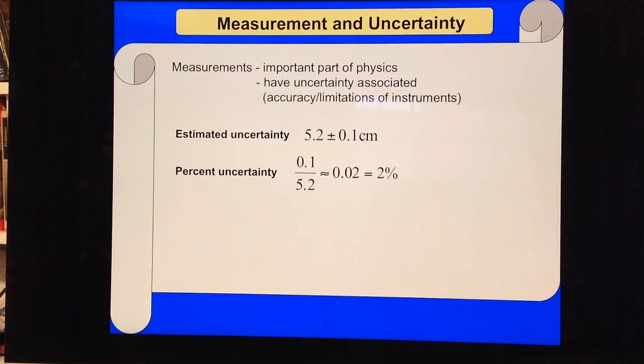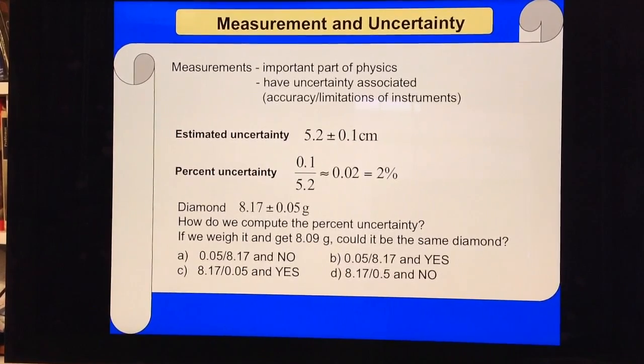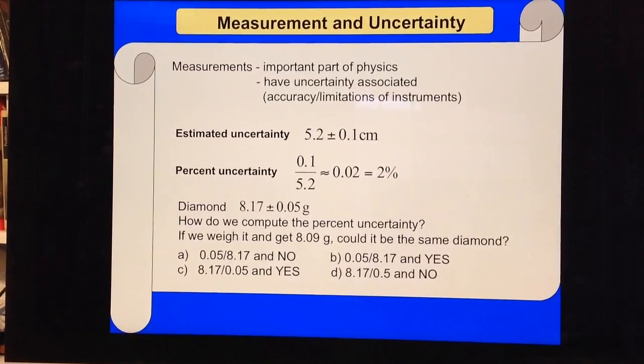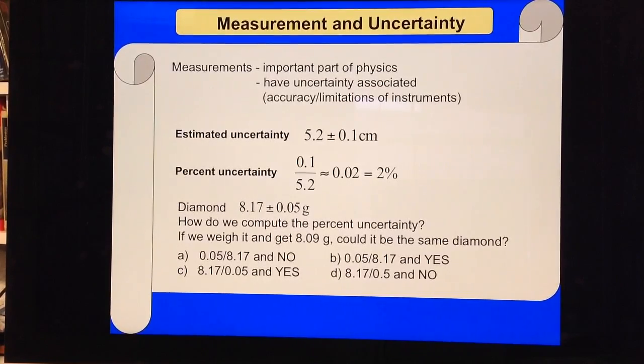Okay, so now let's just play a little bit. As I said, this is not something that you'll be tested on, but let's just play a little bit with these ideas. Suppose you have a diamond and you weighed your diamond, and your diamond is 8.17 grams, but your scale, of course, has some limitations in the number that it gives to you, and you know that the uncertainty is 0.05. So then you wrote down in your notebook, my diamond is 8.17 plus minus 0.05 grams. And suppose you forget this diamond in a room, in a region that is not very safe.